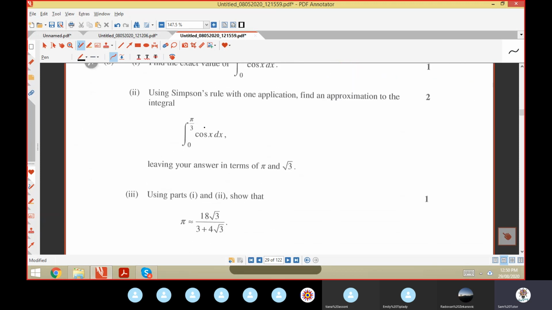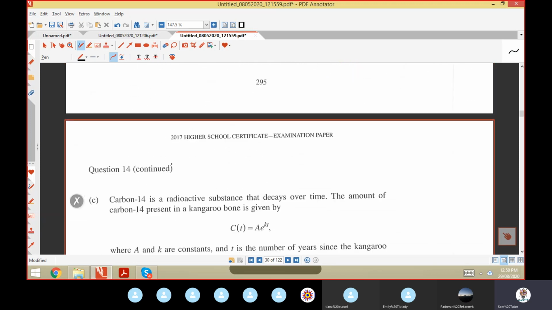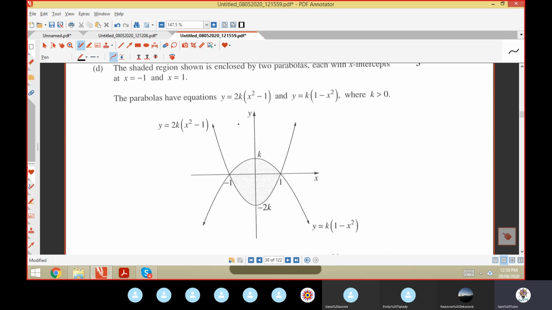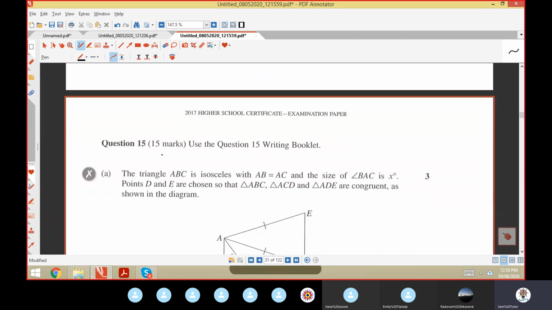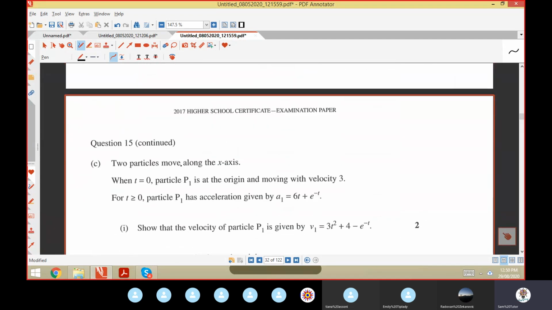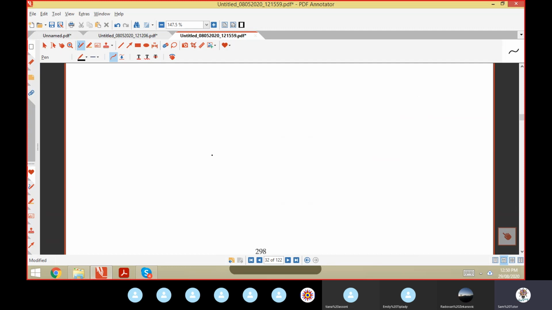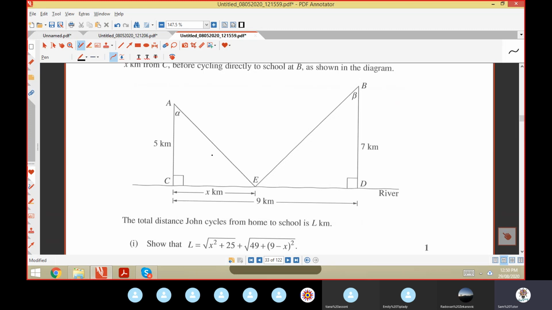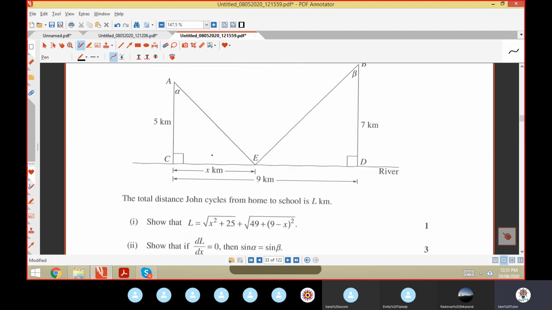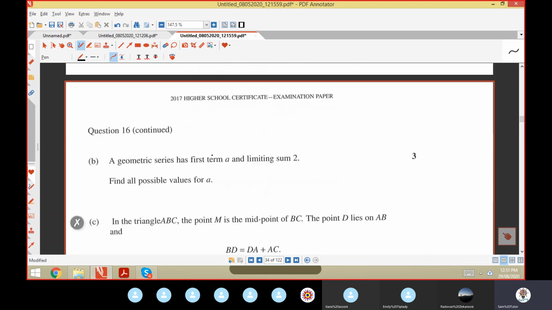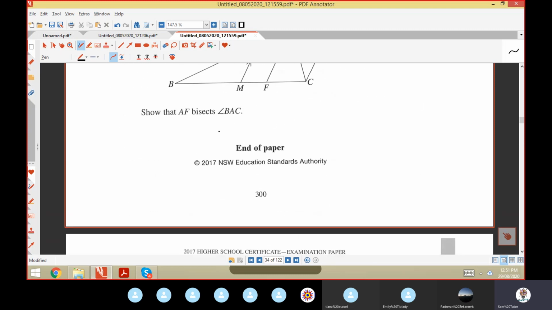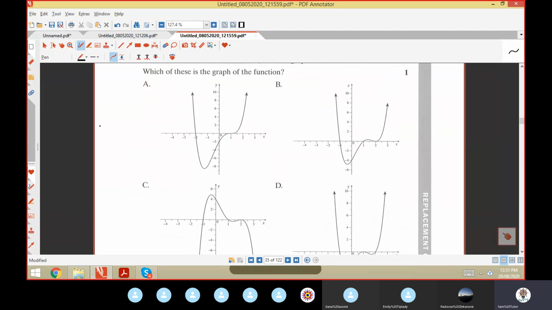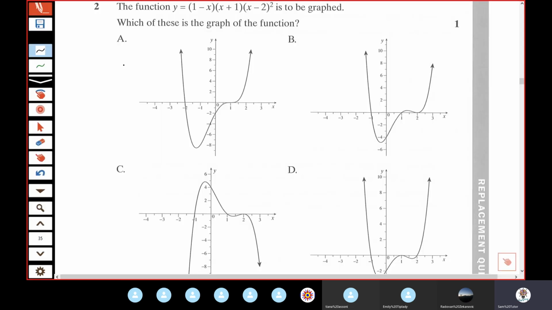Let's try another one. What else is there? Nope, nope, nope, nope. Nope. Geometry, no. Geometry is out. The function, okay. You can do question 2. Yeah, open it up.